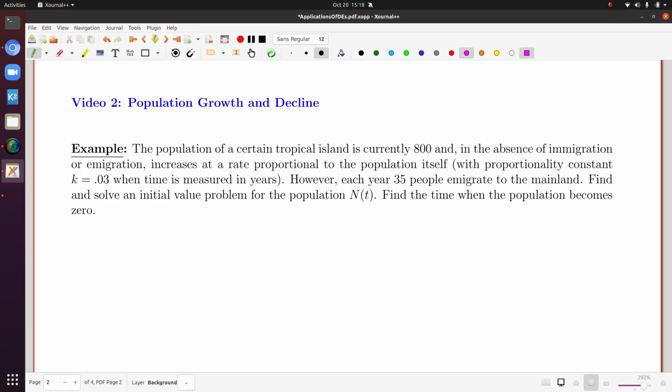In this next example of an application of differential equations, we are looking at a model of population. So the population of a certain tropical island is currently 800 people, and in the absence of immigration or emigration, it increases at a rate proportional to the population itself.